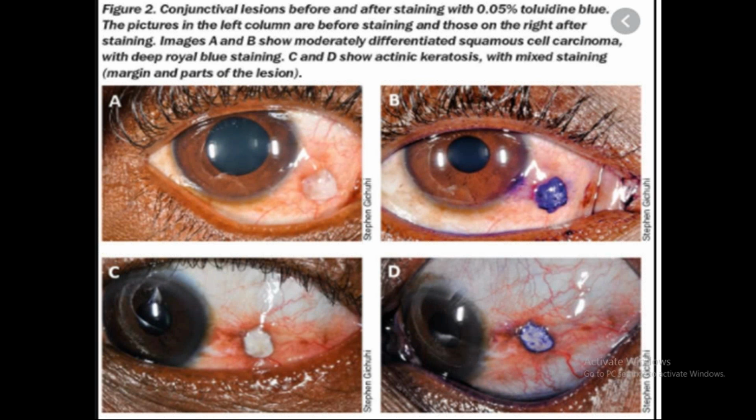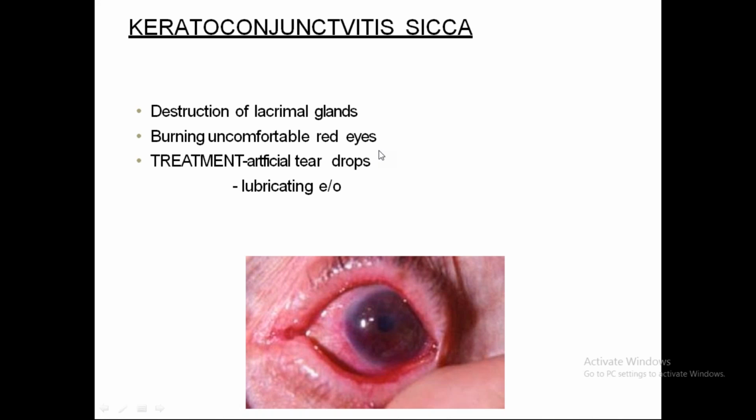So you can see this is another picture showing the lesion. You can see after staining with toluidine blue, there is squamous cell carcinoma with a deep royal blue staining. There is also actinic keratosis with mixed stain margins and parts of the lesions. So this is a picture of conjunctival squamous neoplasia.